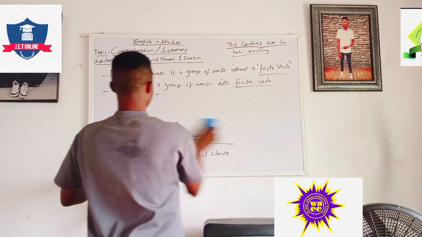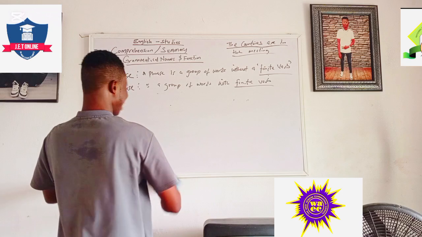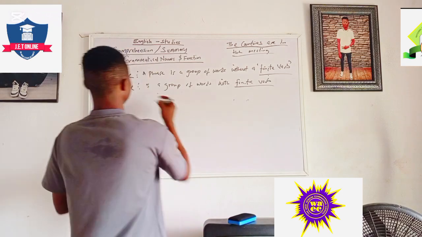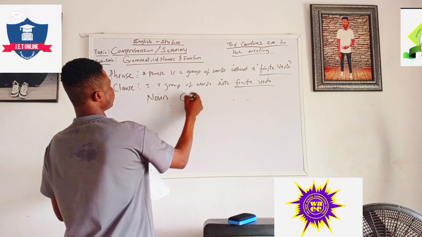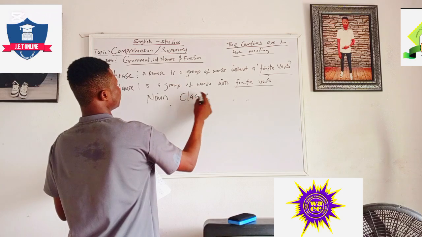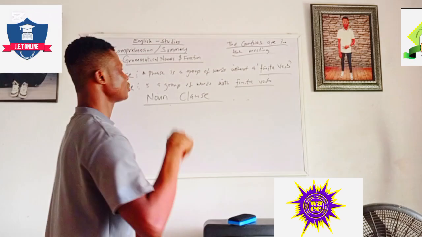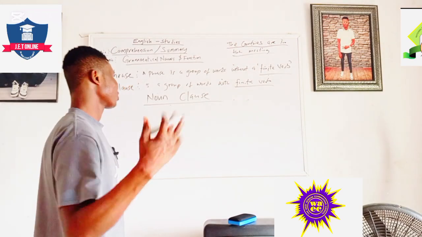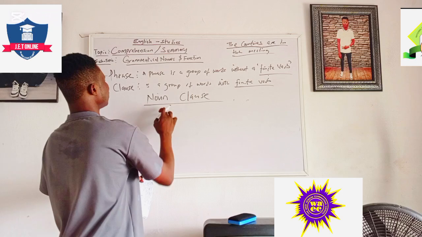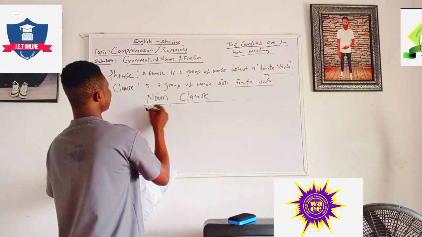Now let's look at noun clause first. Noun clause. Like I said earlier on, that is when you have an element of noun in the expression serving as the head word, then that expression is a noun clause or a noun phrase, depending on what you discover the expression to be, either a clause or phrase. So let's look at examples under the noun clause. Examples.